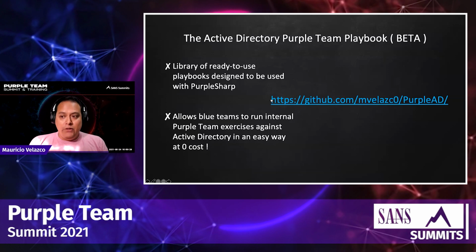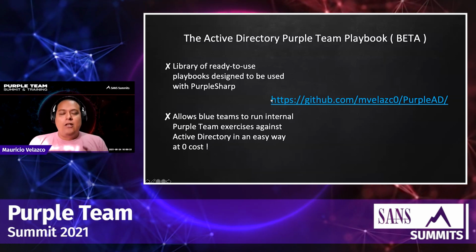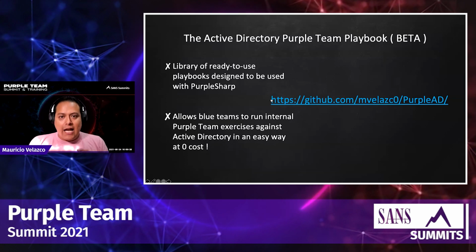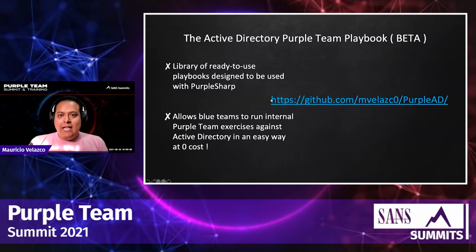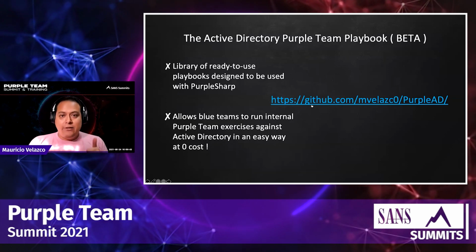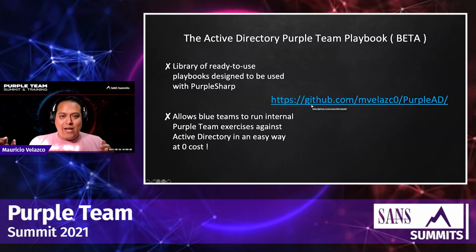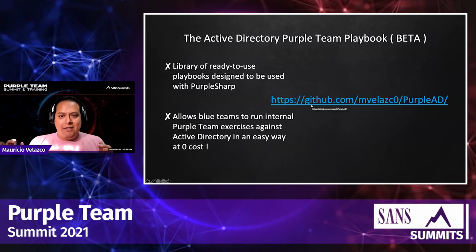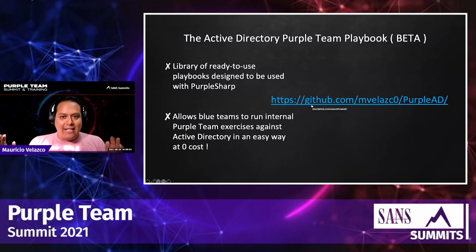So it's going to allow blue teams, it's going to allow you guys to run Purple Team exercises against Active Directory at 0 cost. All you need to do is go to the Purple Sharp project, download the binary, go to the Purple AD project, download a JSON file, and you're ready to execute internal Purple Team exercises against Active Directory, right? That's it, that's all you need.